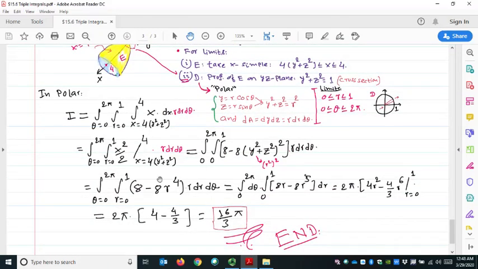So great. We finished this section. In the next section we'll cover triple integrals in cylindrical coordinates.